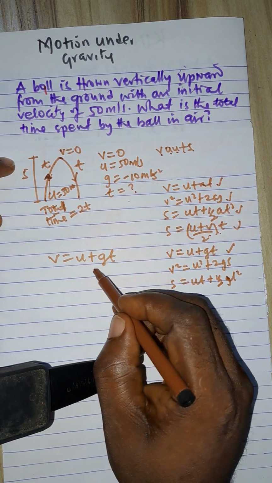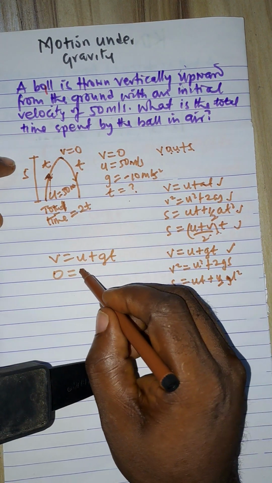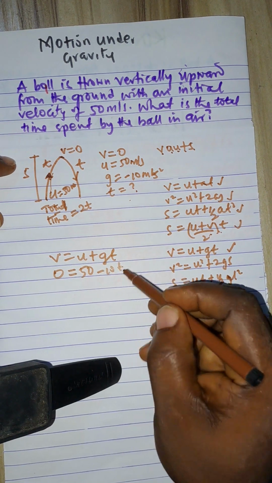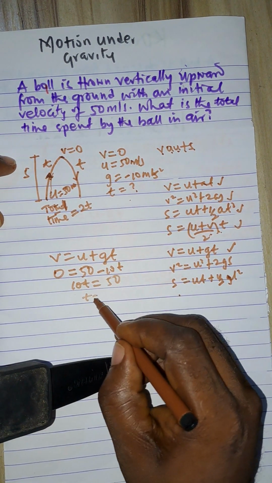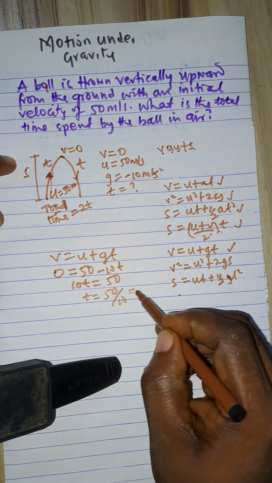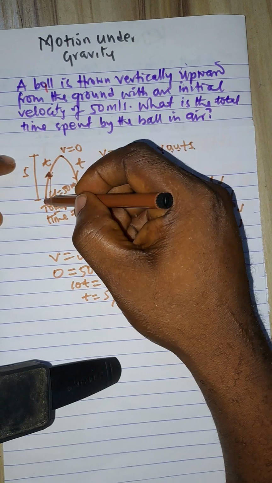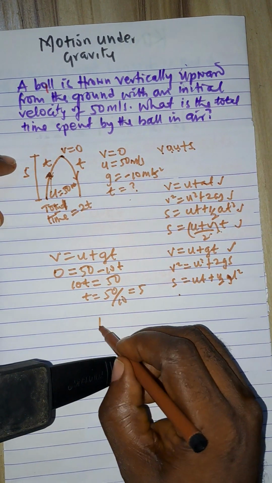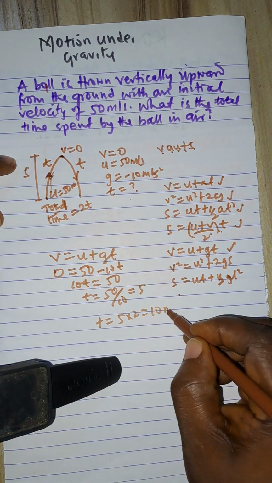So v, which is 0, equals u, which is 15, g is negative 10, and t. So we have 10t equals 15. t is 15 over 10, which is 1.5. Now it takes it 1.5 seconds to move from this point to this point. It has to take it again the same time to return. So total time will be 1.5 times 2, which is 3 seconds.